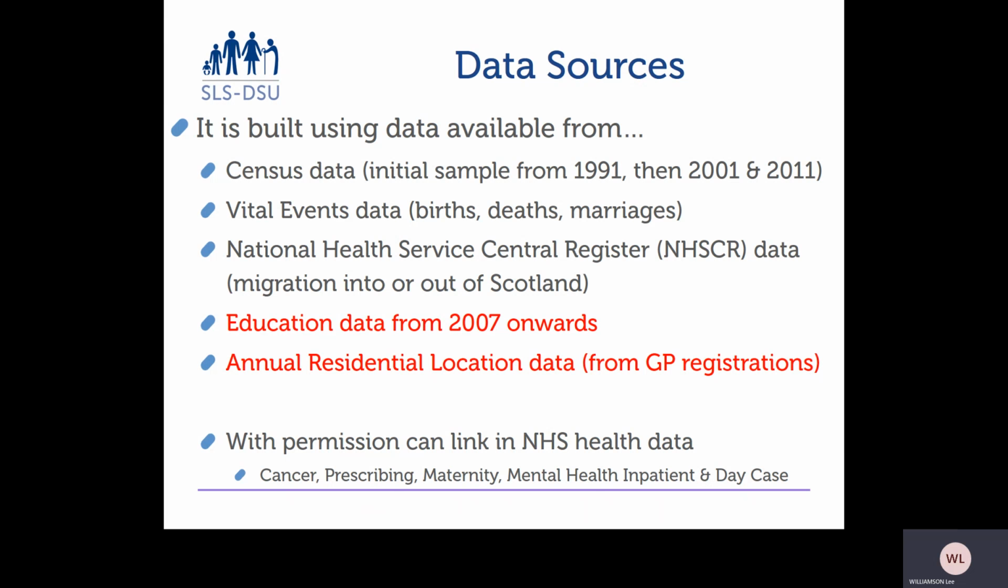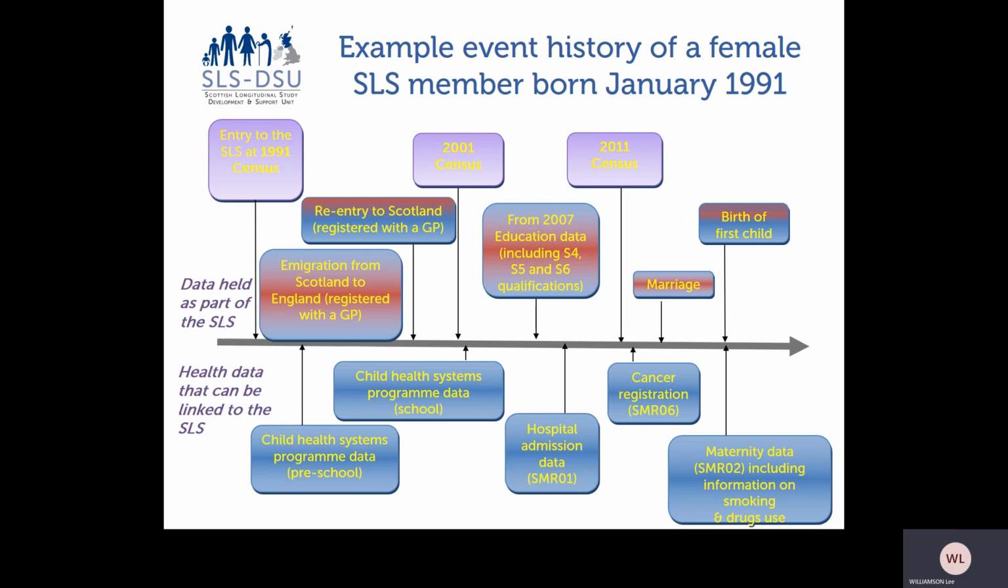So I'll just give you a quick example of a timeline. We always have really cheery examples when we're doing the SLS that normally end in death, but I've tried not to do this one. So the SLS started in 1991. So the person, let's say a female, was born in 1991. So the SLS hasn't started yet. Anything above the line is part of the SLS. Anything below the line could be linked in with appropriate permission.